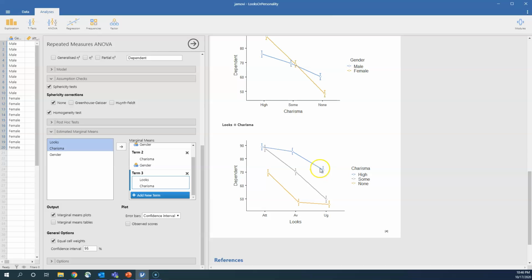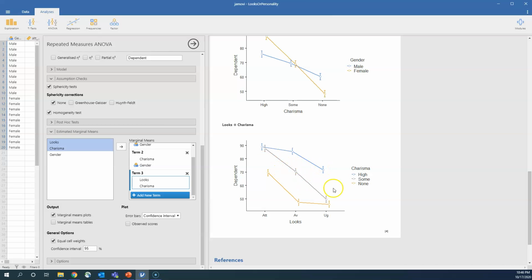Even if you're ugly, if you have high charisma, it makes up for a lot. You can still have a 75 rating date if you were ugly but still had high charisma. So that's a good thing. You can make up for being unattractive.